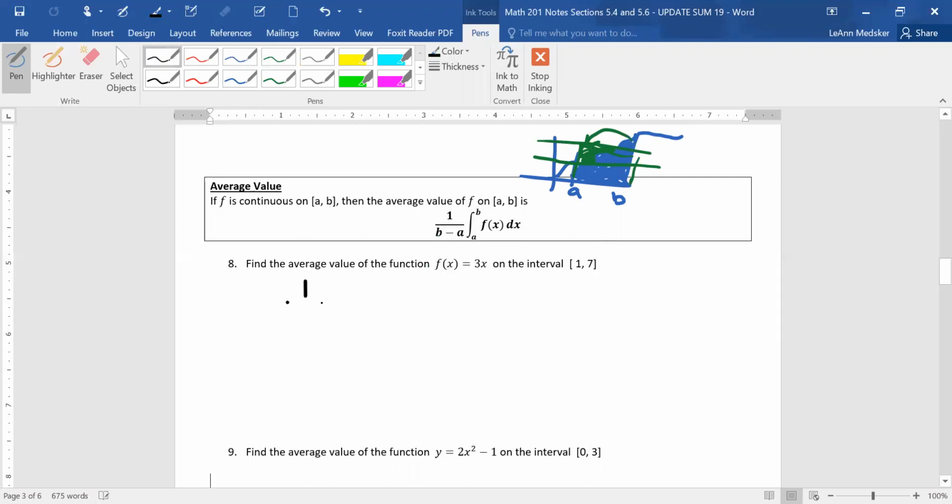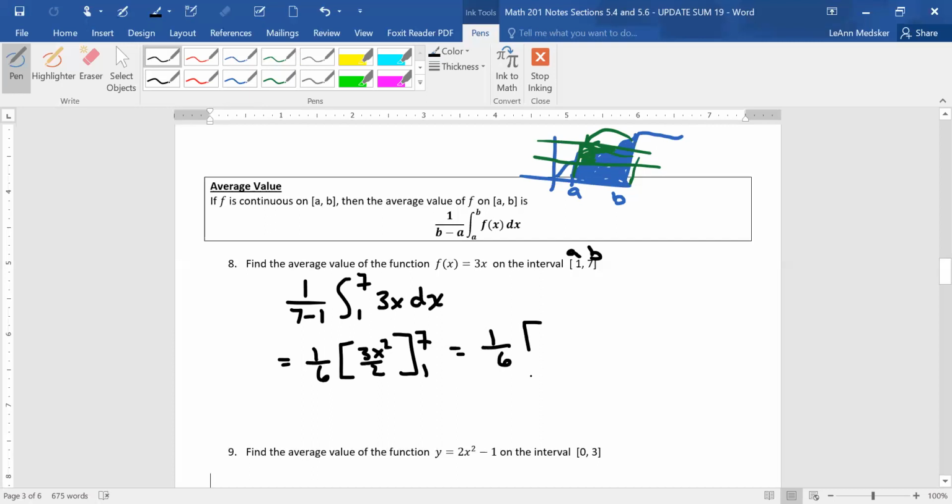So this is 1 over our a and b, which are 1 and 7. So 7 minus 1, the integral from 1 to 7, and our f of x is 3x dx. So this is 1/6. Then I'm going to do my integration part. That would be 3x squared over 2 from 1 to 7. So this is 1/6, and then I'm going to work this out. Remember, you do your upper limit first. So this is 3 times 49, because that's squared, over 2, minus 3 times 1 squared over 2. So I have 1/6.